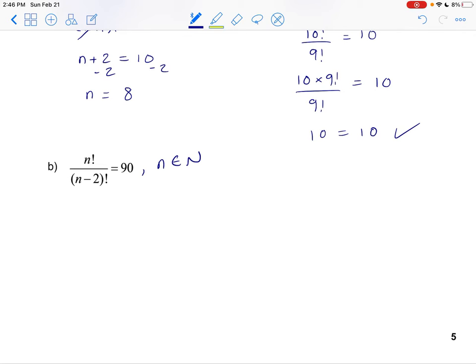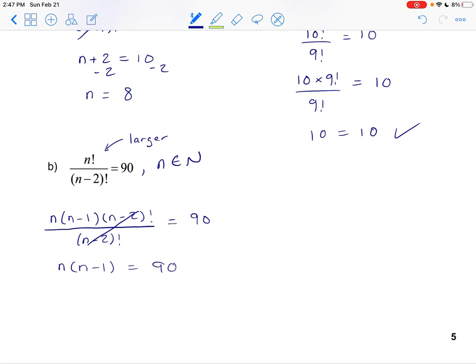So we want to start with the larger factorial again to try to simplify what we have. So just n factorial, that's larger than n minus 2. So we'll write out n times n minus 1 times n minus 2 factorial on top, still divided by n minus 2 factorial. It's all equal to 90. So we'll cancel out our n minus 2's, which will give us n times n minus 1 is 90.